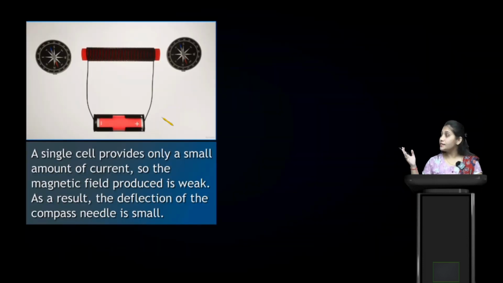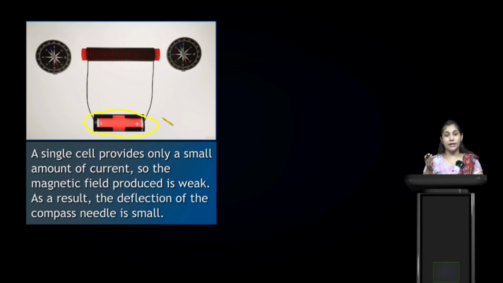Here it is said that a single cell provides only a small amount of current. So the magnetic field produced is weak. As a result, the deflection of the compass needle is small. Here we are using a single cell, isn't it? And even the number of turns in the coil is less. So if we use a single electric cell, then the magnetic field which generates around the wire is weak. If the magnetic field generated is weaker, then the deflection will be smaller.